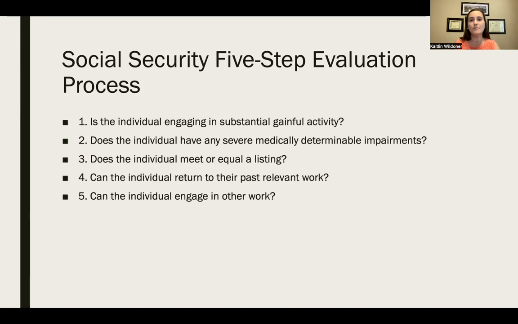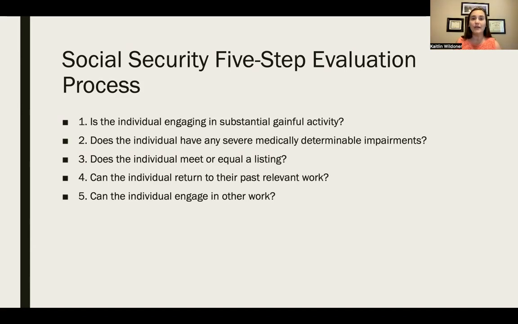look to see, do you meet or equal a listing? And they use their Blue Book of listings. They have listings in many different categories. They look at special senses and speech, which will include blindness, hearing loss, speech difficulties. They will also look at musculoskeletal disorders. They look at cancers. They look at mental health disorders. They look at heart disorders. So they have a bunch of different categories that they can look at. And they look at your medical records and they see, do you meet or equal one of these listings?